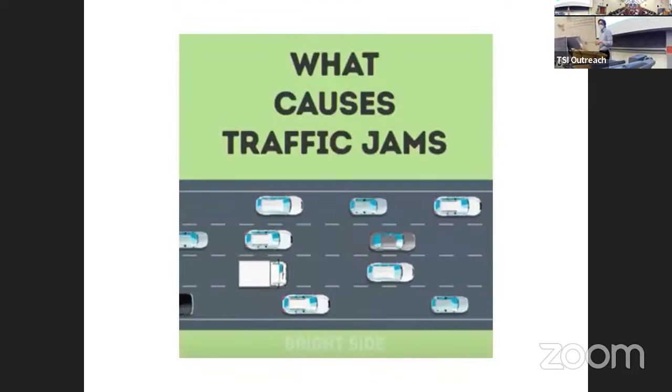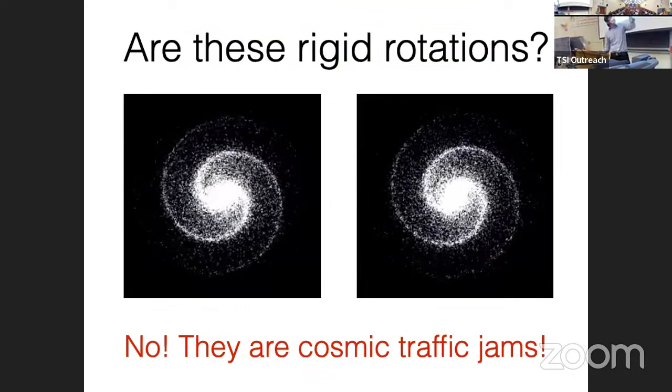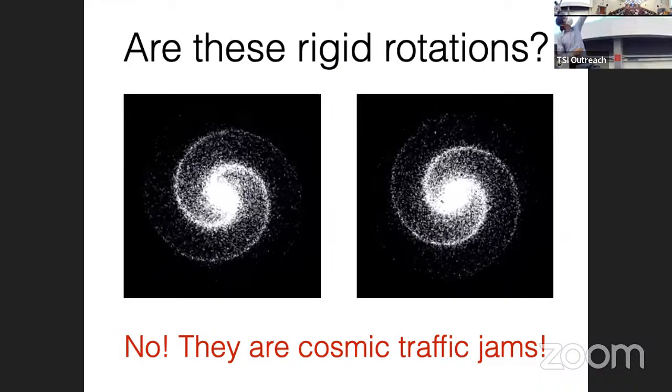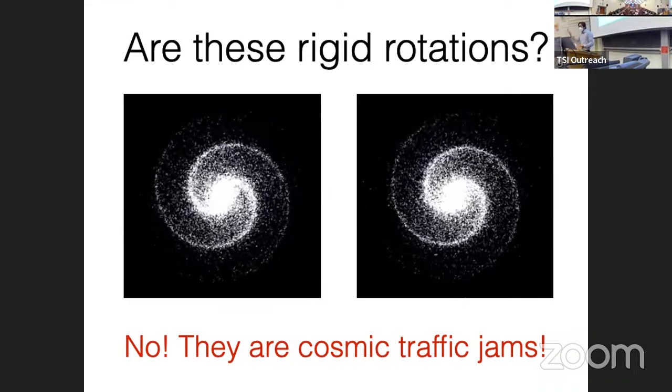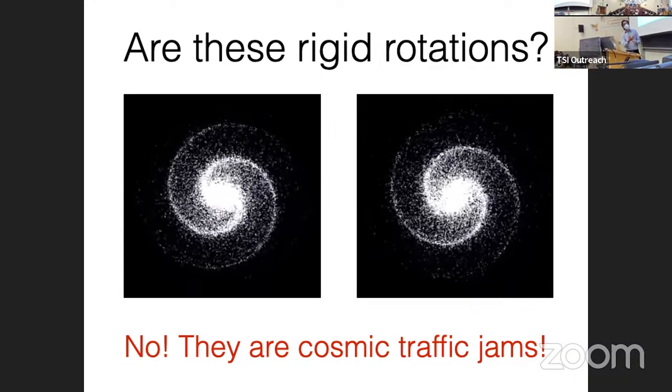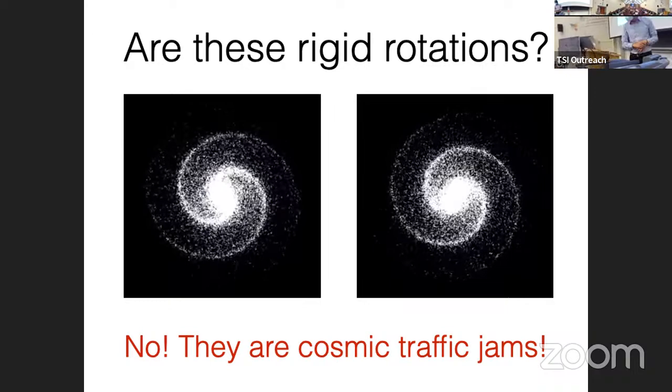And so in fact, the spiral arms are a little bit more like the picture on the right here. They're cosmic traffic jams, where you can see an individual star is actually moving at a different rate than how quickly the spiral arms go around. Right, you can see stars entering the traffic jam and other ones exiting and flying out at very high speeds.